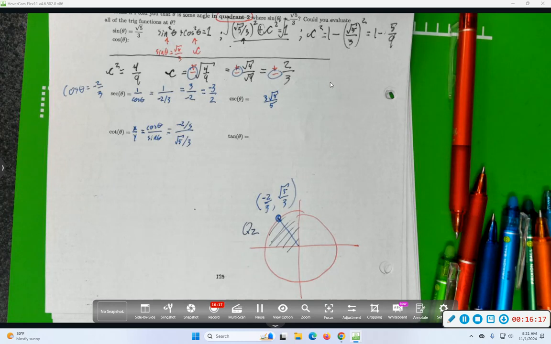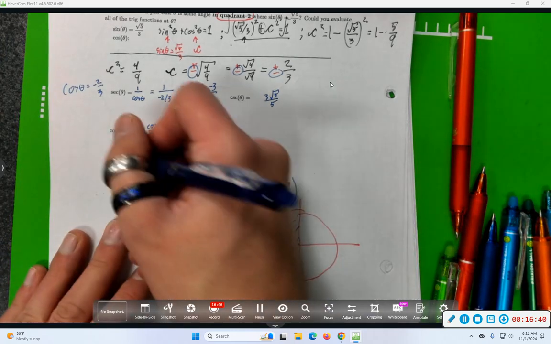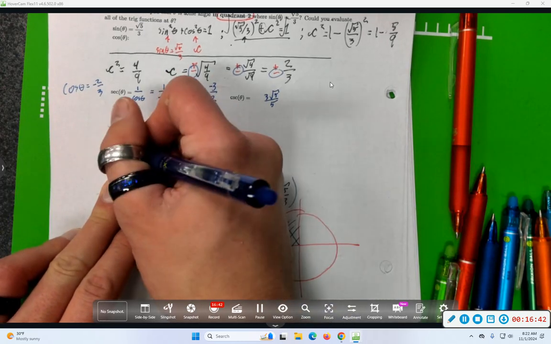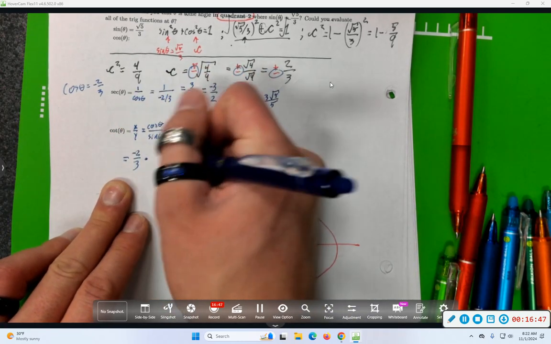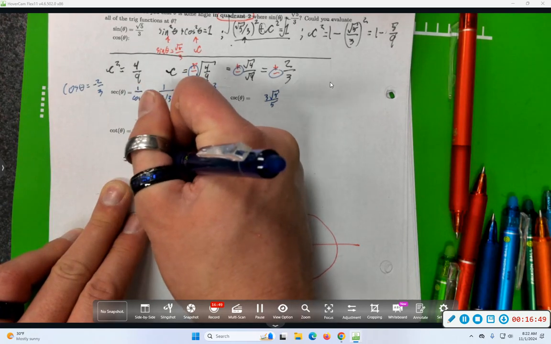And, well, I don't know, how many people got there and then just stopped and called it done? Good. It's not simplified yet. I see a fraction in the denominator. How do you divide by a fraction? Multiply by the reciprocal. So go to the next line because I think I'm going to be short on space if I keep going left. Negative 2 over 3, the numerator stays the same, multiplied by the reciprocal of the bottom, 3 over root 5.